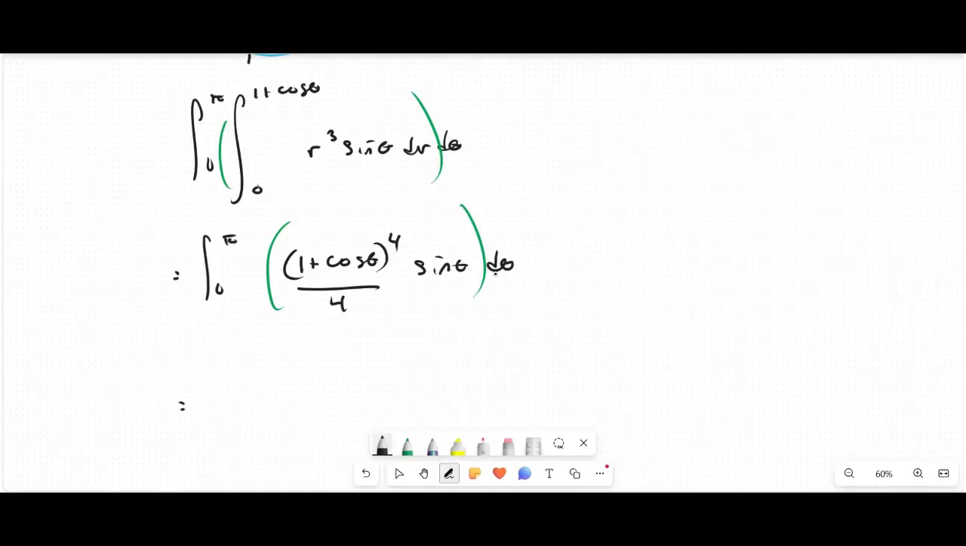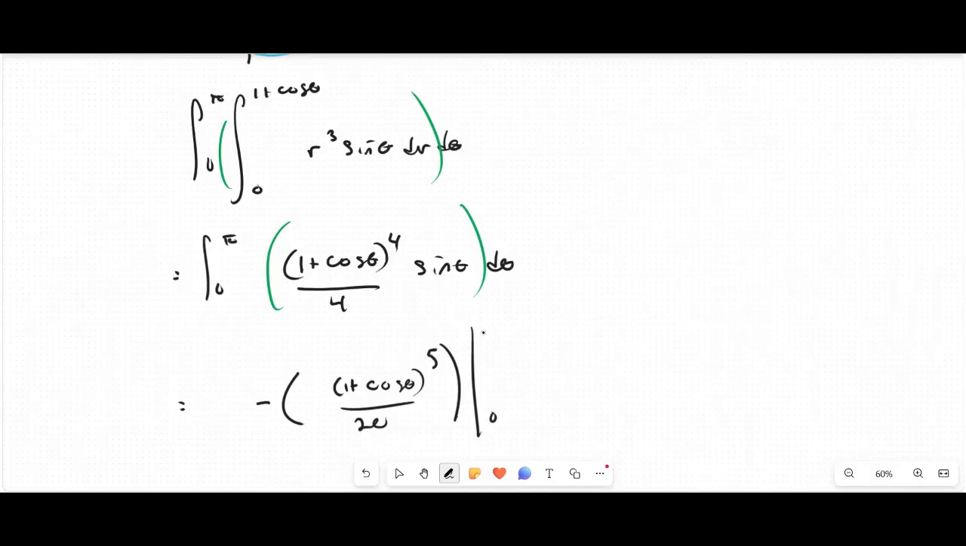Take a moment. What am I supposed to do now? This is a u sub, right? The derivative of the cosine is the negative sine, so I can pull out a negative sign. And now this is u to the fourth over 4 du. So this integrates to u to the fifth over 20, 0 to pi.